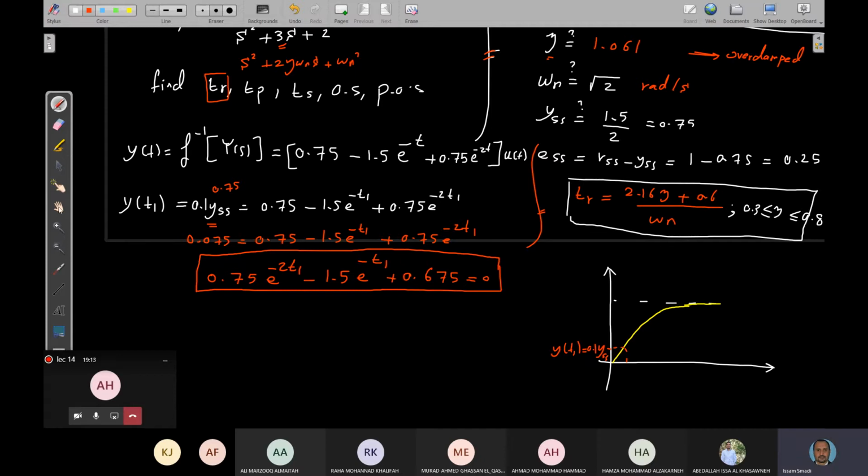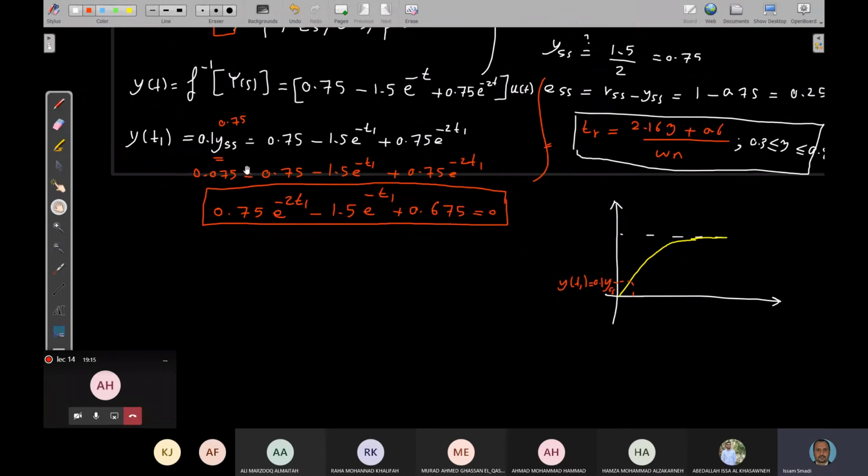Yeah, good. Now the second, y of t2. Now y of t2 will be somewhere here. y of T2 will equal 0.9 y steady state. If I project this one here, this is T1 and this will be the TR. So TR is equal to T2 minus T1.